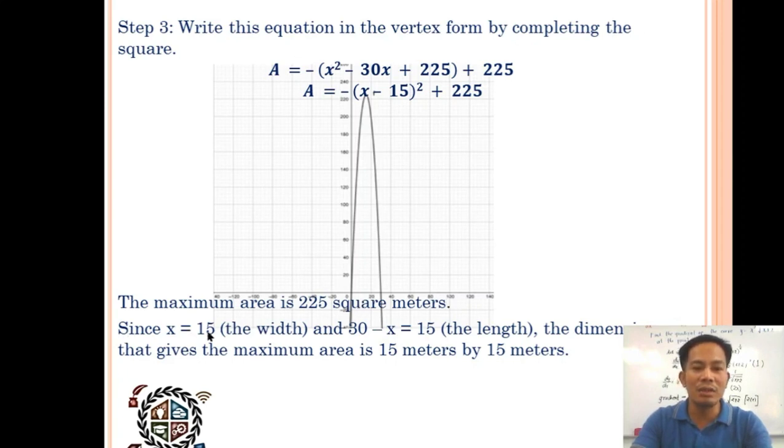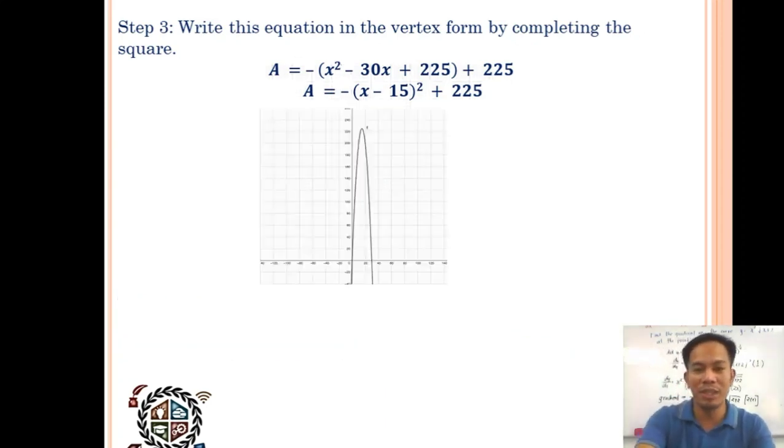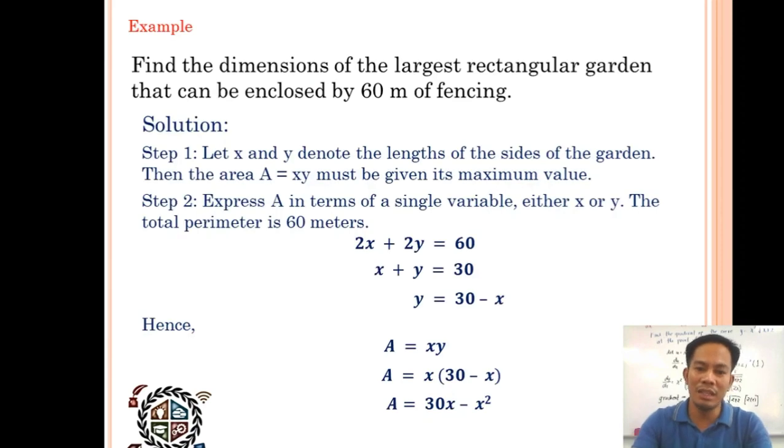Since x is equal to 15, so ito po yung x, 15. Okay? Yan po yung width. And 30 minus x is equal to 15. Saan ko nakuha yung 30 minus x? Di ba? Kanina, ang sabi natin, y is equal to 30 minus x. Okay? Balik po tayo doon. Sabi natin kanina, y is equal to 30 minus x.